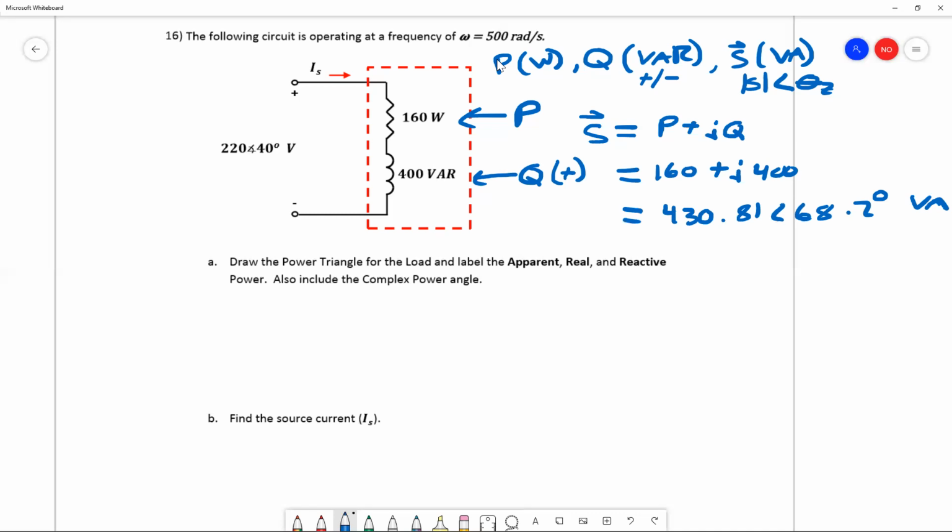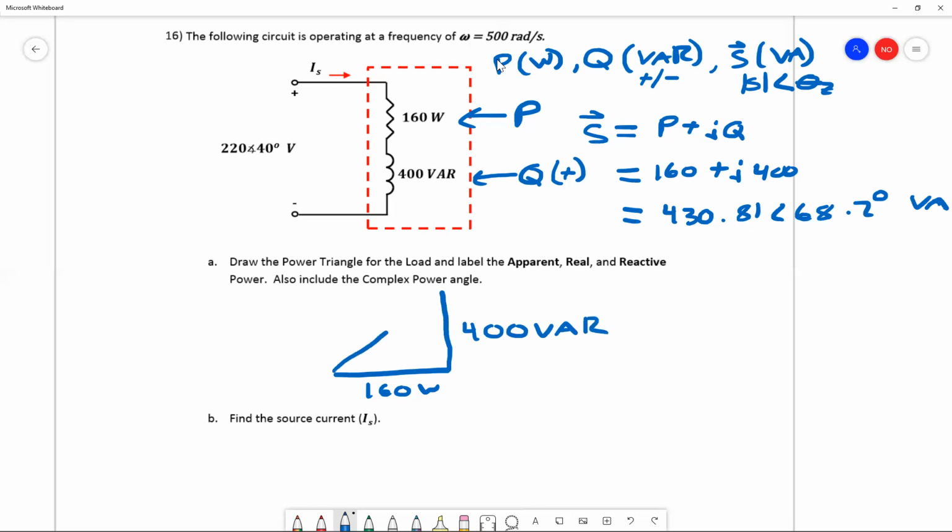When we're drawing our power triangle, we first draw our P value. That's 160 watts. Then we'll draw our Q value. We know Q is positive in this case, so just go straight up. If you had a capacitor, it would go down because it would be negative. So that's 400 volt amps reactive.